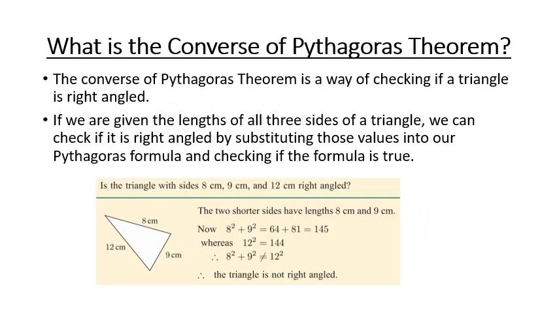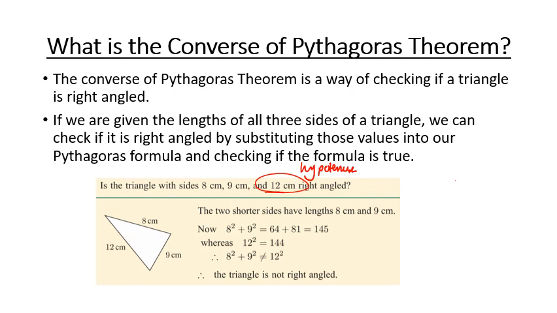Now, the other thing we were going to look at is the converse of Pythagoras theorem. Basically, the converse of Pythagoras theorem is just a way of checking if a triangle is right angled. Essentially, if you are given the lengths of three sides of a triangle, you can check to see if it's right angled by substituting those values in. Now remember that the longest length is always going to be your hypotenuse.